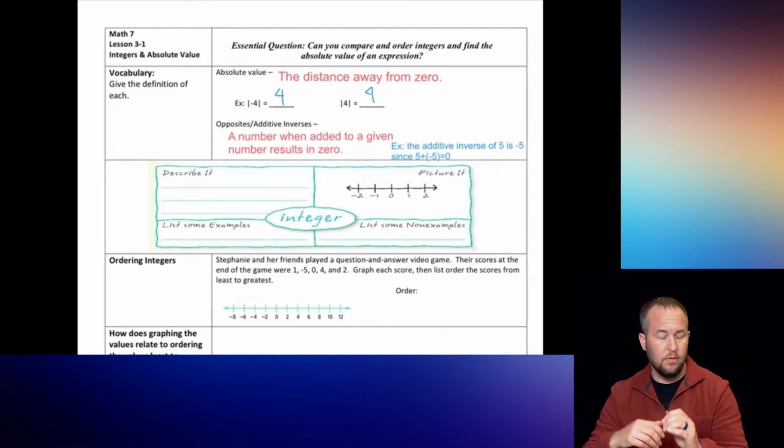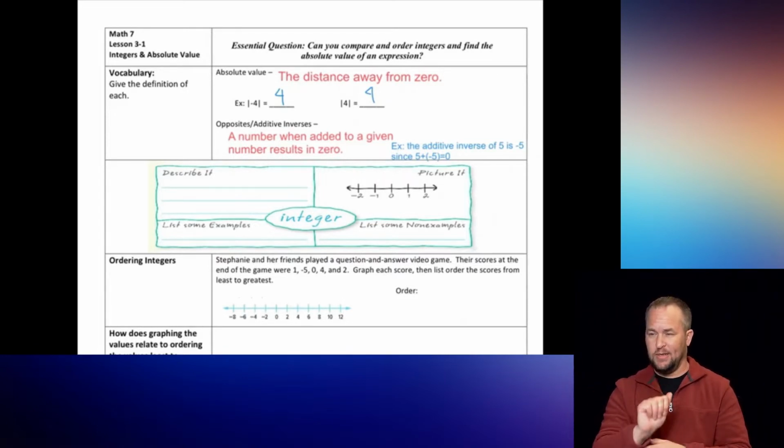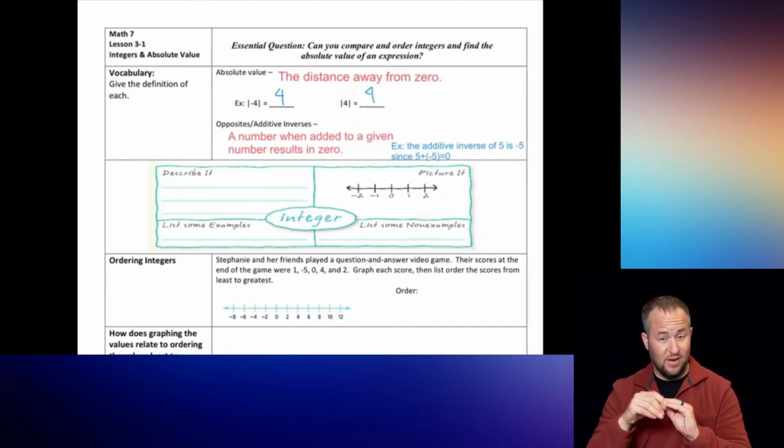Our other term that you want to be familiar with is additive inverse. This is a mathematical way to say opposite, but technically an additive inverse is a number that, when added to some given or specific number, results in 0. So additive inverses are two numbers that you add together and they give you 0.